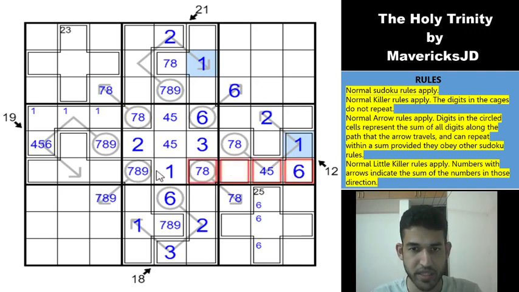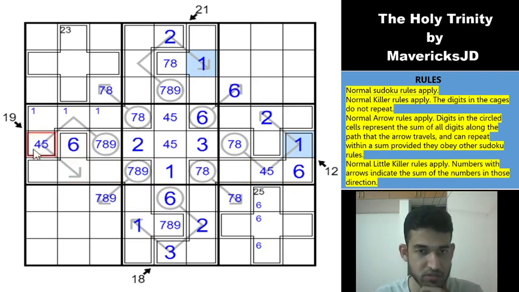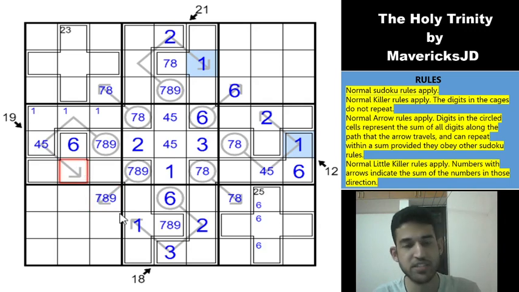Okay, so 6 cannot be in any of these 4 cells, and 6 cannot be in any of these 4 cells, but I need to have 6 in the killer cage, right? So this would have to be a 6. Super. So I can remove the 6 from here. So this is 4 or 5. So 1 plus 3 is 4. 4 plus 4 is 8. 8 plus 7 is 15. 15 plus minimum value 2 would be 17.